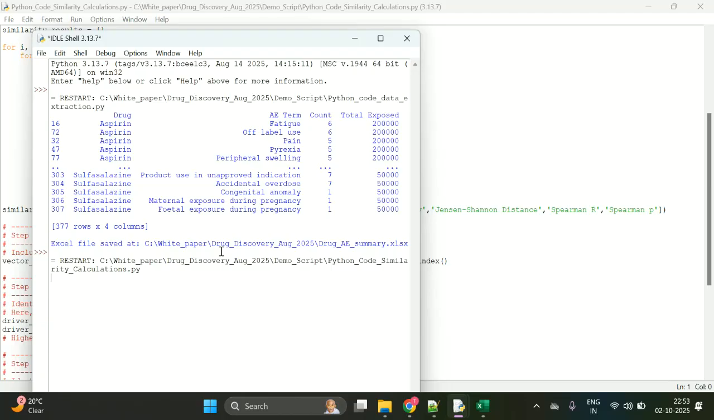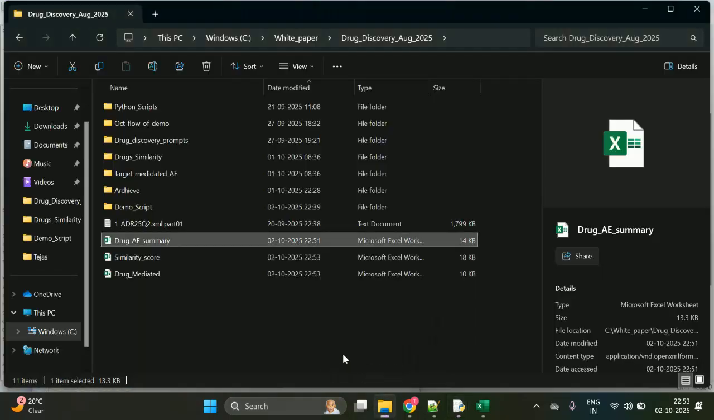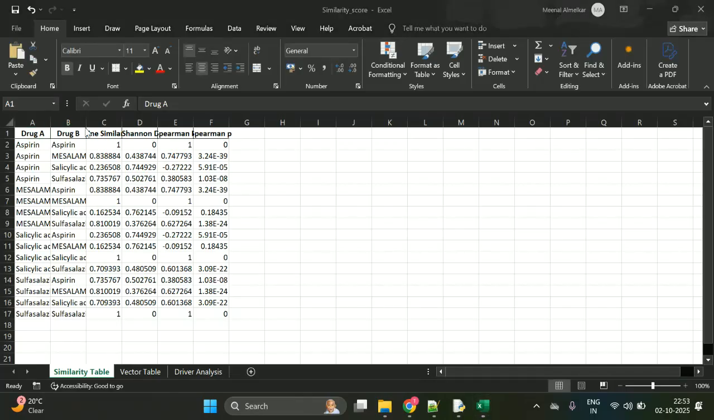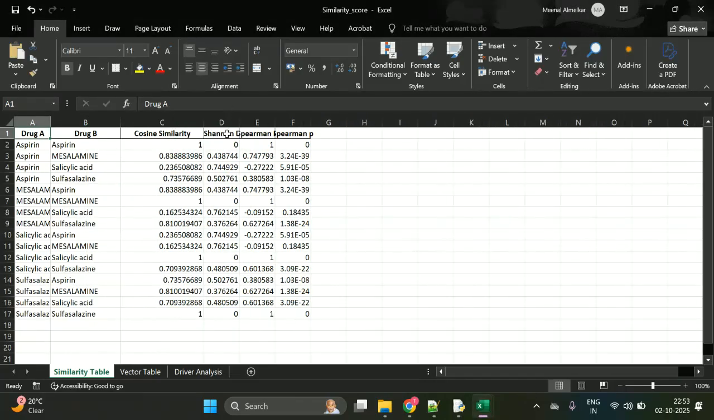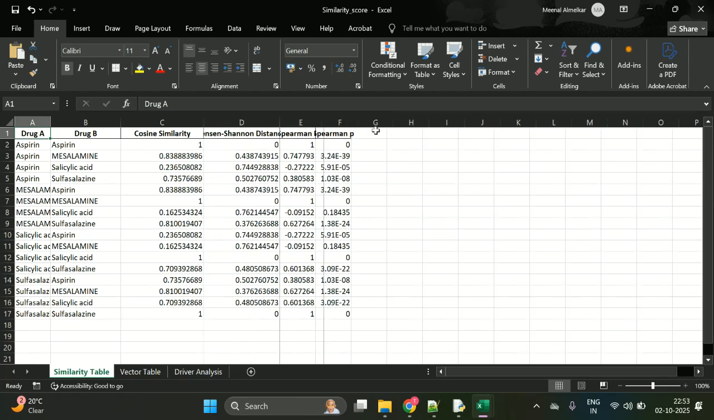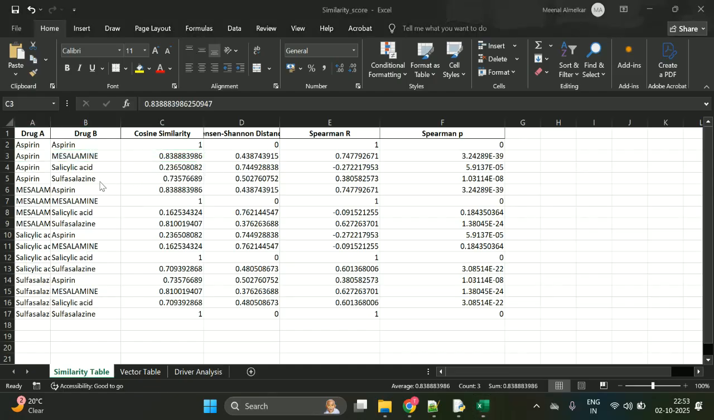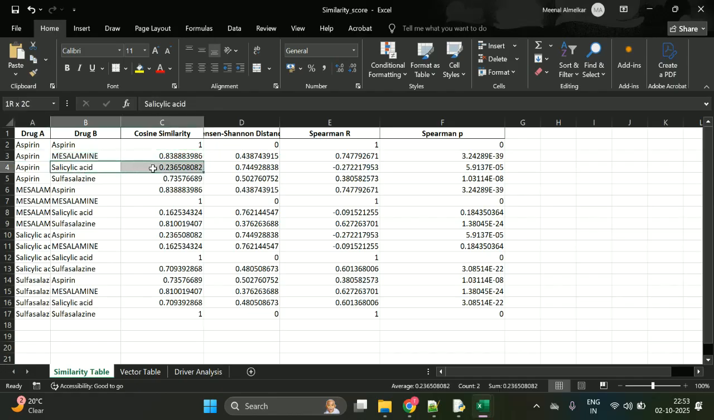The output is now being generated. All files are generated successfully. Let me open the similarity score. As we see here, this particular row item has a very high similarity. The one with salicylic acid, however, appears to have low similarity.